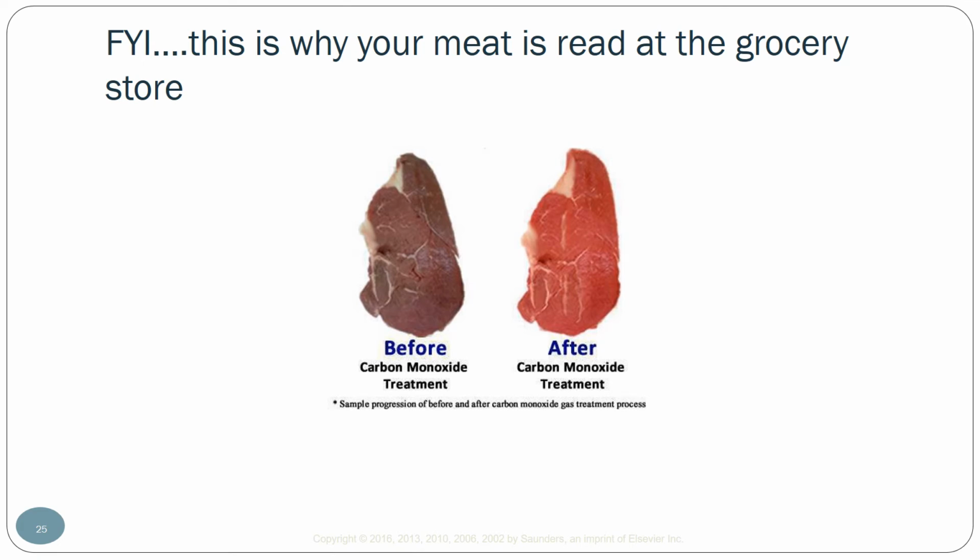I already pointed this out to you before, but FYI, this is why your meat is red in the grocery store. Carbon monoxide treatment, they gas it and they wrap it. So it's more appetizing to see that nice fresh red meat, but it's been gassed with a chemical.